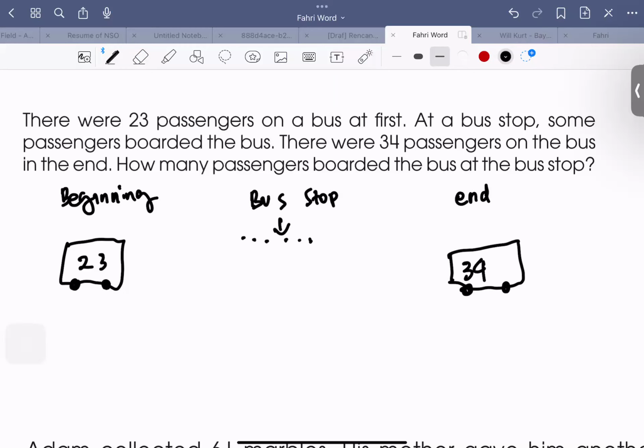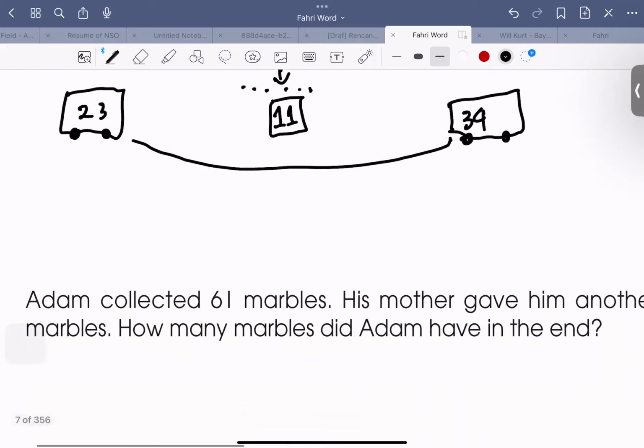So it will be the difference between the end condition and the beginning condition. So we will have 11 passengers boarded the bus at the bus stop. Next question.